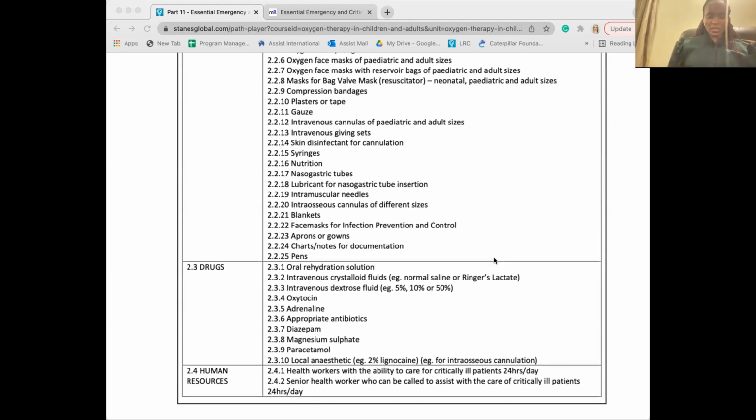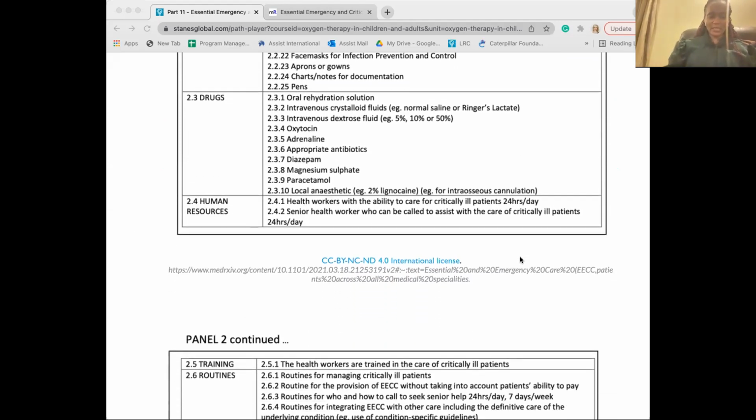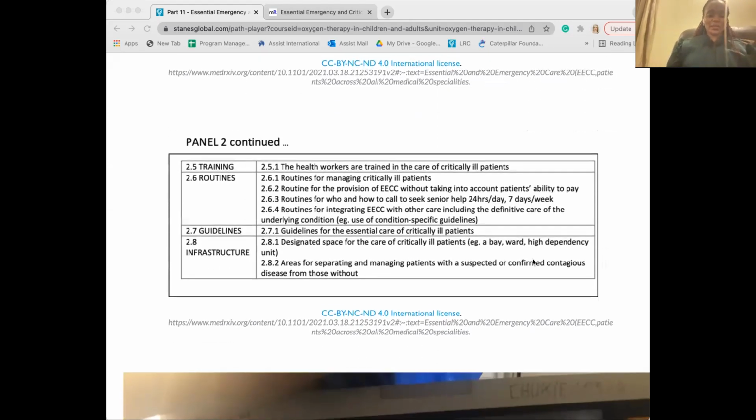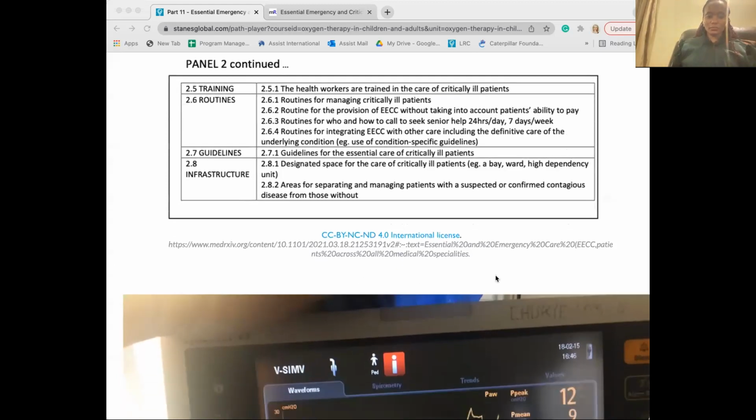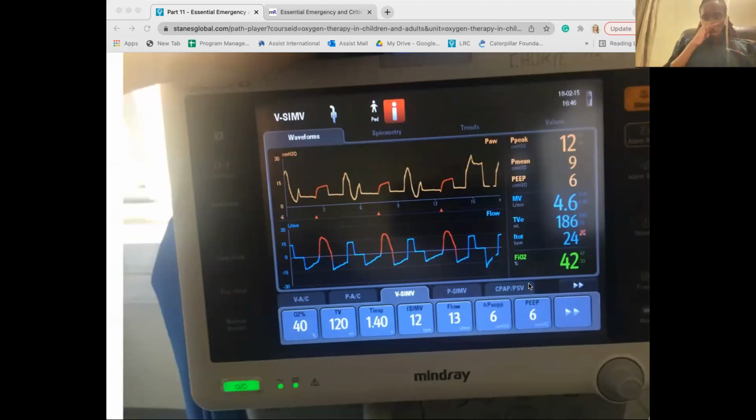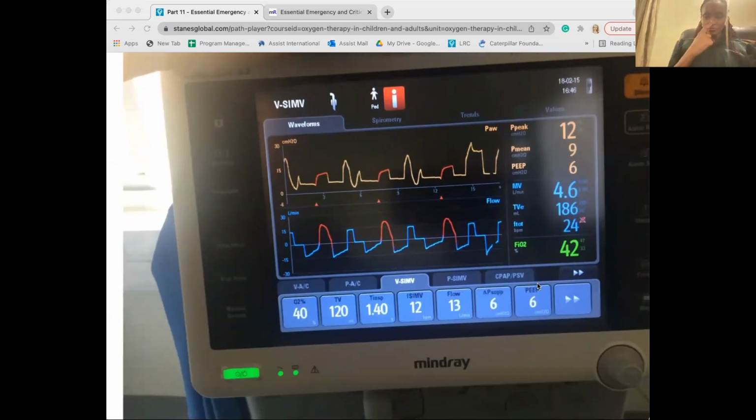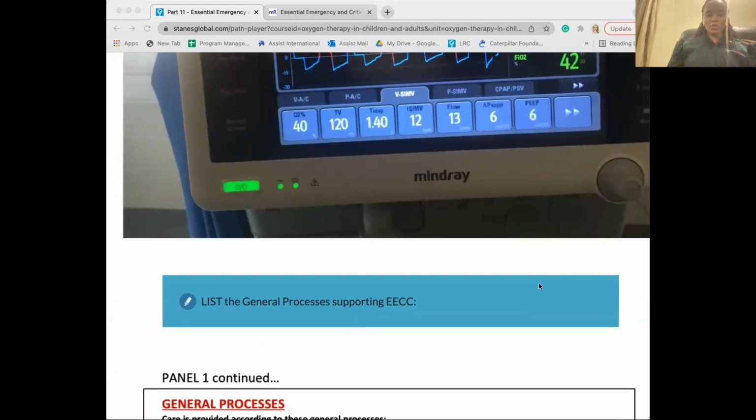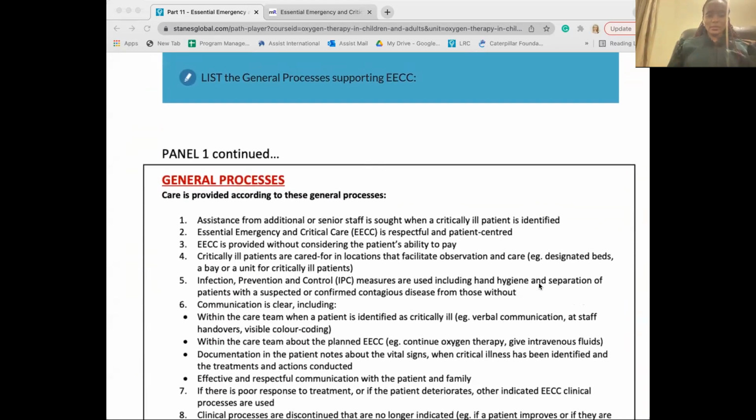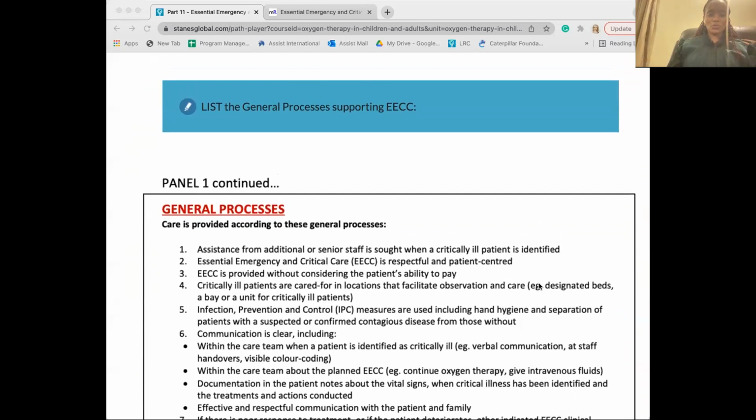So there are all those things which are required in a facility: drugs, human resources, training, routines, guidelines, and infrastructure. It's almost the same thing that I was saying. So can go down. Just go down. This is just a monitor showing you. This is a ventilator, just showing you what to do.